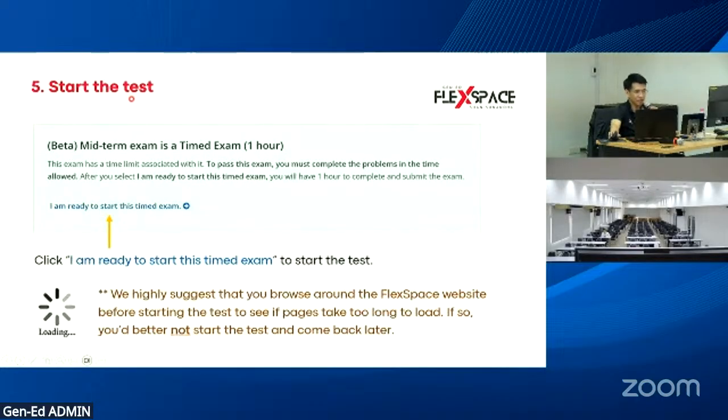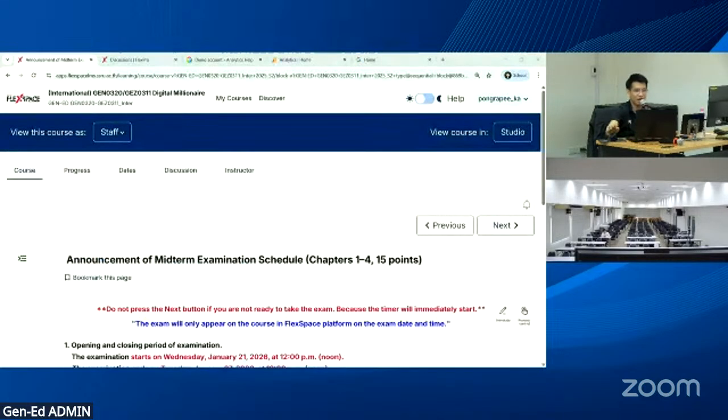And when you are ready, you can start the test during the exam period only. Now, when you are ready to start the test, click I am ready to start the exam. Now, before you start the exam, we highly suggest that you browse around the FlexSpace website before starting the test. Now, how to browse around the FlexSpace website? Okay, I will show you.